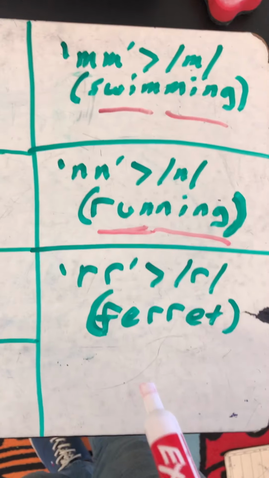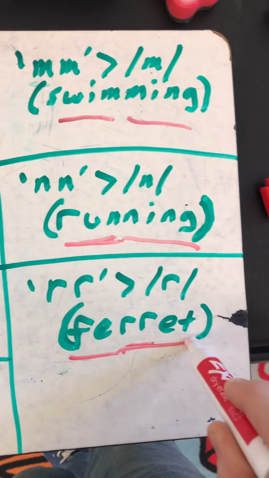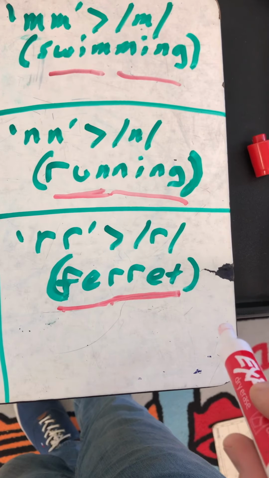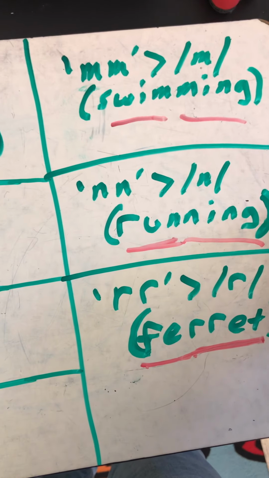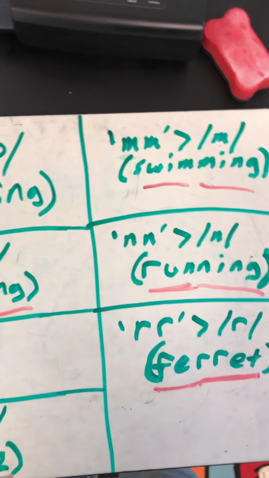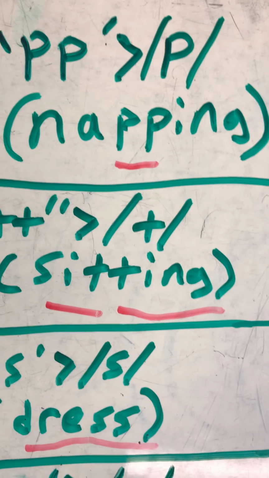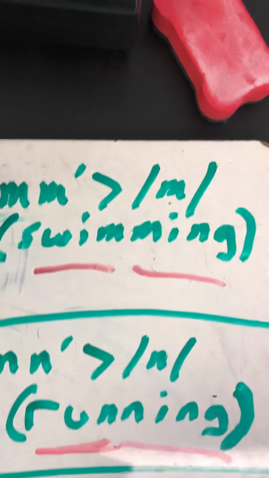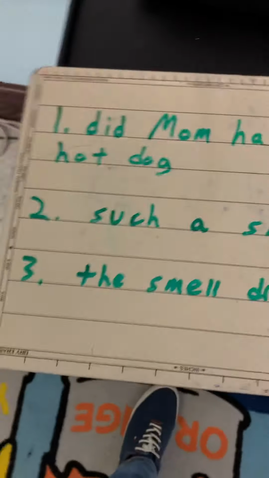At the end there. All right, now ferret. We have two R's here, so we have ferret. All right, ferret. Still going to make that sound, okay, guys? So, in that case, we have two letters clustered together there, but they're still going to make that same sound. So we have napping, sitting, dress, buzz, swimming, running, and ferret. Okay, very good. Now, last one here. Okay, we're going to look at some spelling.